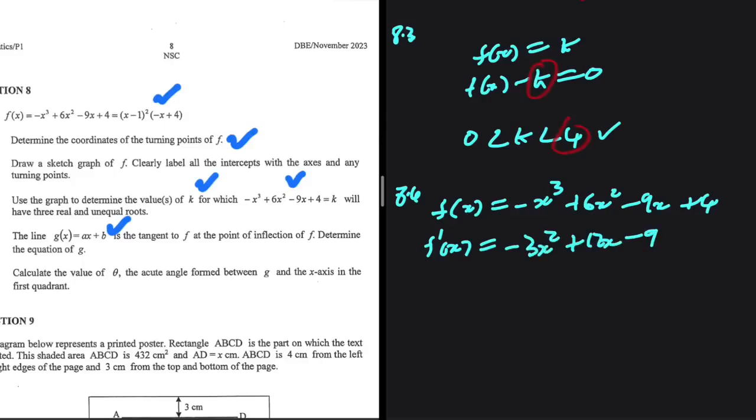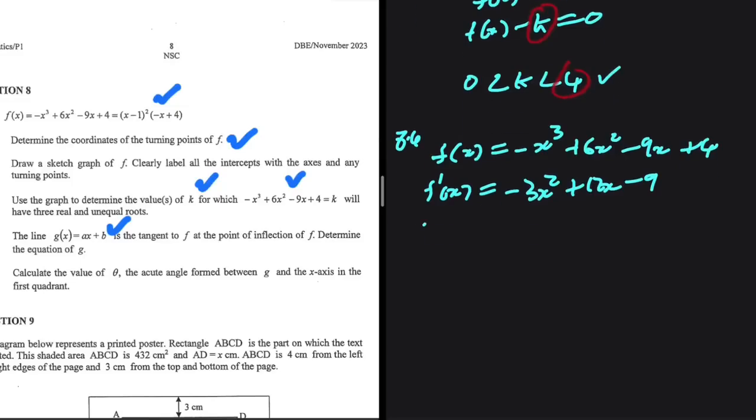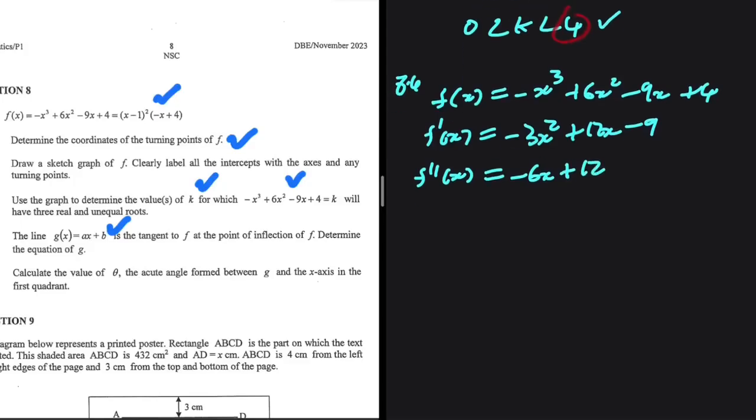If you want to find the x value at the point of inflection, you have to differentiate again and equate it to 0. If we do that, we're going to have the second derivative, f double prime of x, equal to minus 6x plus 12. We need to equate this to 0. So minus 6x plus 12 is equal to 0, minus 6x is equal to minus 12, x is equal to 2. This is the x value at the point of inflection.